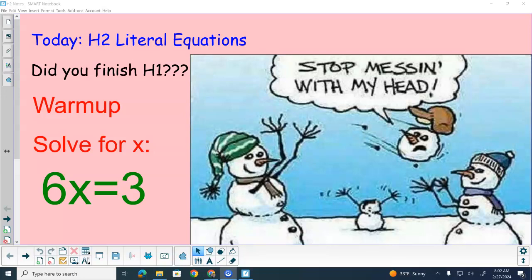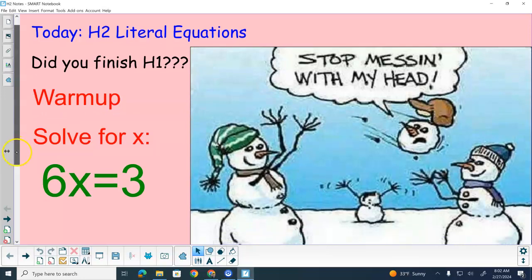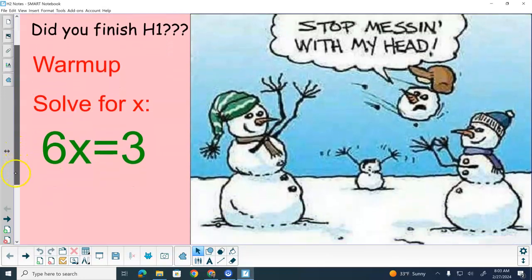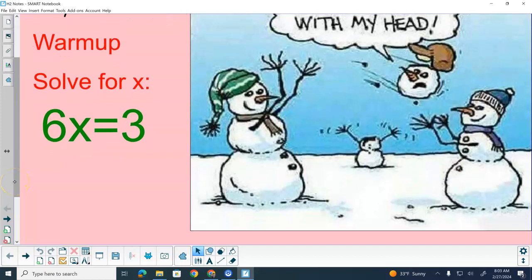So just quickly, as we're starting here, you don't even have to do this one on your paper because we got 2 more warm-ups to do here momentarily. But how would I solve that? 6x equals 3. How would I go about solving that? 6x equals 3. How would I solve that?